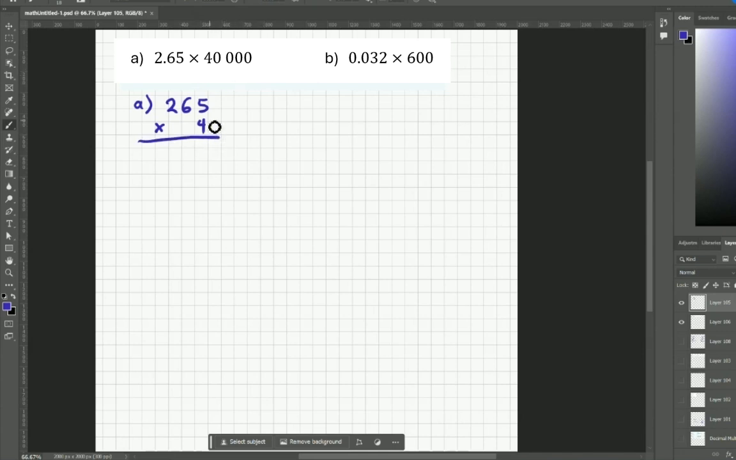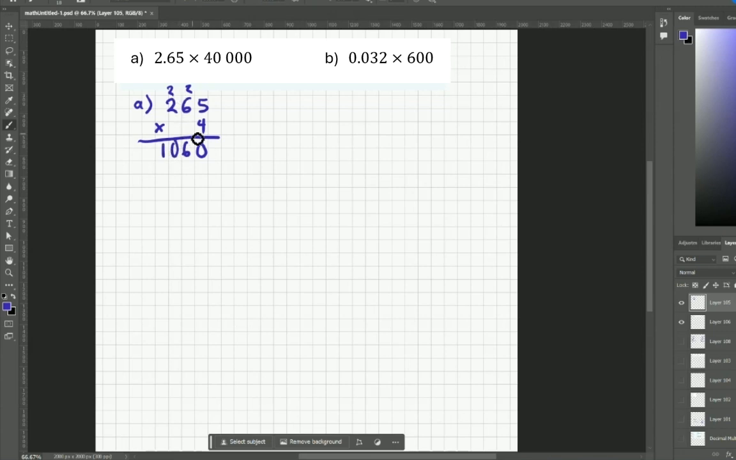So, 265 times 4. 5 times 4 is 20. Put down the 0, carry the 2. 4 times 6 is going to be 24, plus 2 is 26. Put down the 6, carry the 2. 4 times 2 is 8, plus 2 is 10.